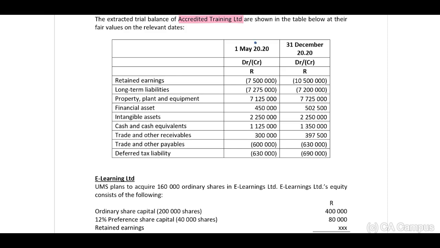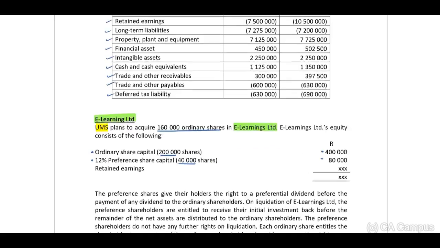Right, 1 May 2020, this is the at acquisition date, and 31 December, this is year end. We're able to identify retained earnings, long-term liabilities, PPE, financial asset, intangible assets, cash and cash equivalents, trade and other receivables, payables, and a deferred tax liability. Right, e-learning limited. Upgrade My Skills plans to acquire 160,000 ordinary shares in e-learning limited. E-learning limited's equity consists of the following: ordinary share capital 200,000 shares, 400,000 Rand, 12% preference shares, 40,000 at 80,000, and retained earnings we don't know.